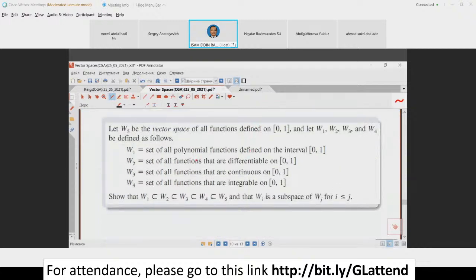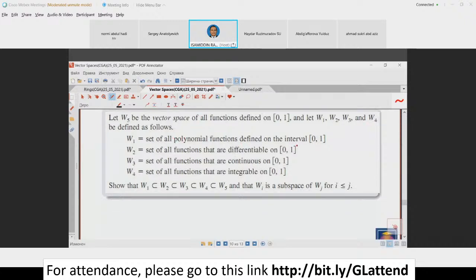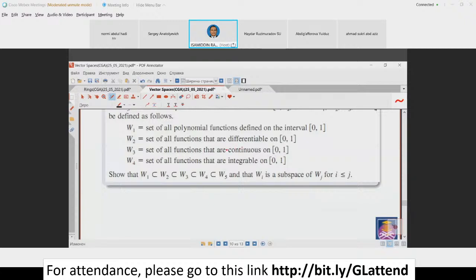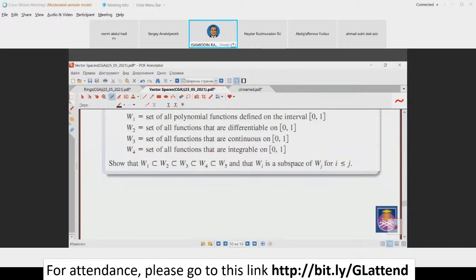Okay, so here are some spaces and their subspaces. Let W5 be the vector space of all functions defined on [0, 1]. Let W1, W2, W3, and W4 be defined as follows: the set of all polynomial functions on this interval, just restricting polynomials to [0, 1], then the set of all differentiable functions on [0, 1], the set of all continuous functions on [0, 1], and the set of all integrable functions on [0, 1]. Then it is easy to see that you have this.